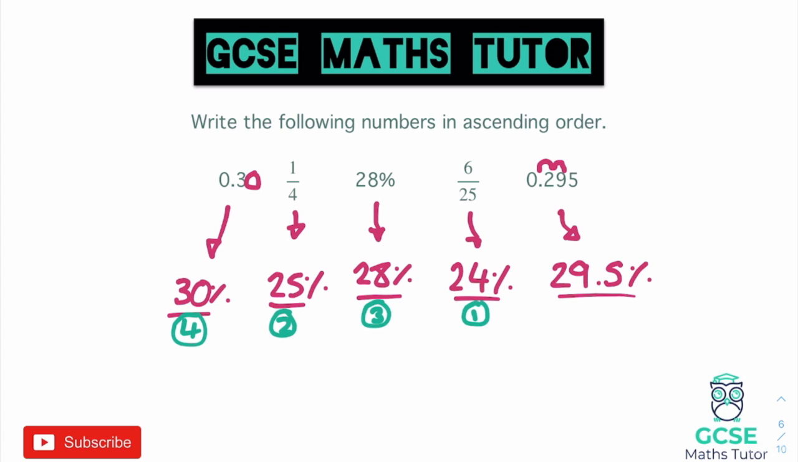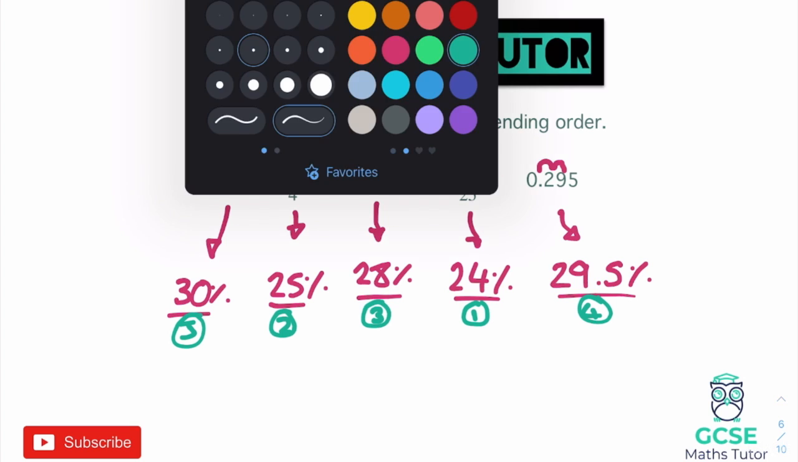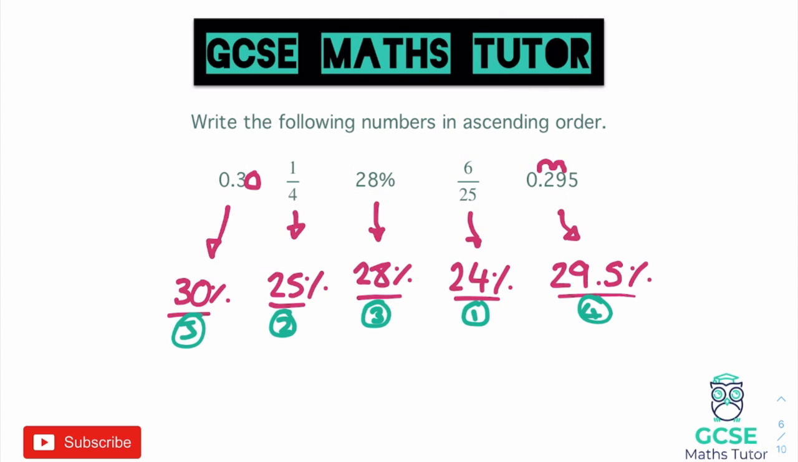And then actually, I've missed out the 29.5. Our fourth smallest was definitely the 29.5%. And then we have our 30%. So as you've just seen, always be very careful and check that you've read all the numbers carefully. So now we've got that done, let's just write the original parts in order.